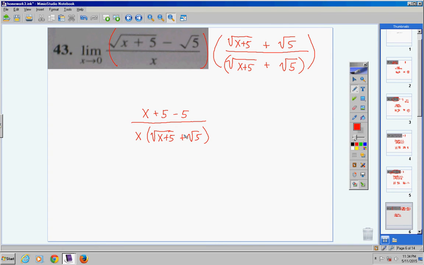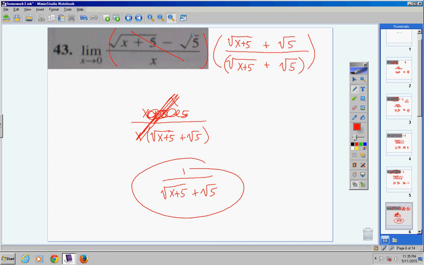Alright? Now for my numerator up here, x plus 5 minus 5 is obviously just going to be x. Okay? Because your positive 5 and your negative 5 would cancel. Next, your x's right here cancel. So you end up with 1 over the square root of x plus 5 plus square root of 5. So I'm going to use this expression in place of this expression right here. So I'm going to find the limit of this expression as x is approaching 0.